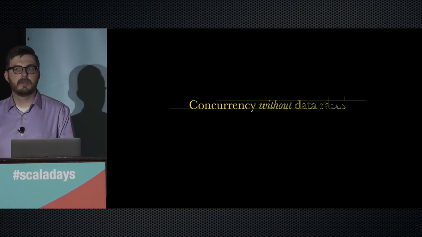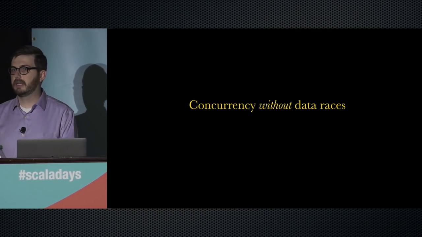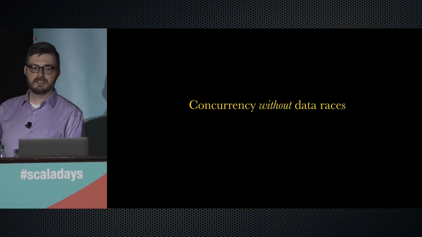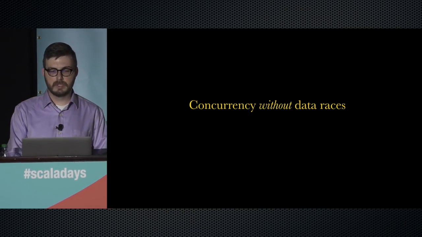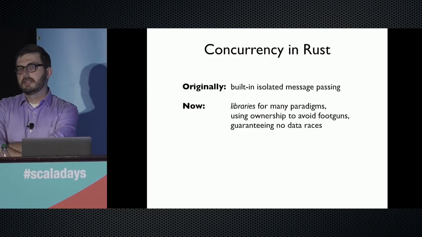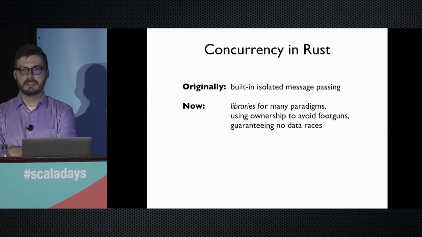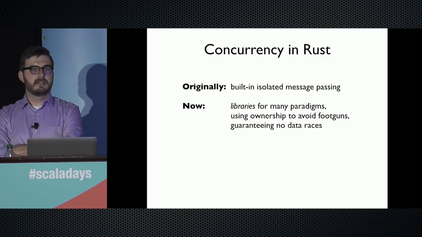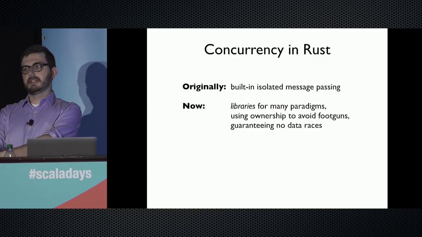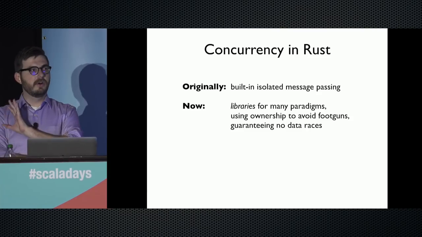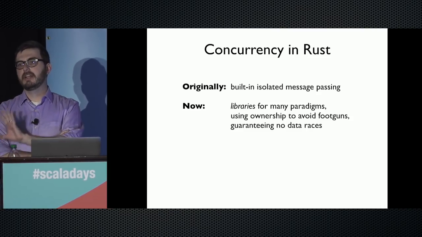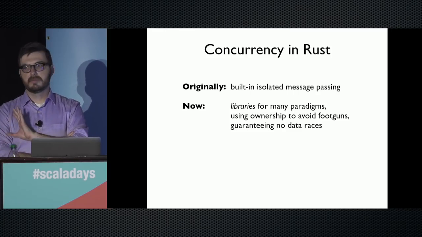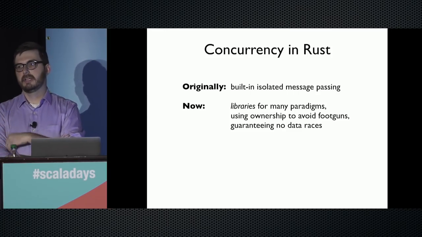Now let's look at one of the other, I think, most unique aspects of Rust, which is confident concurrency, right? So concurrency without data races. Concurrency in Rust has a kind of interesting history. When Rust was first being designed, the idea was to have a very opinionated story for concurrency. Basically, no sharing of state between threads. You would just do isolated message passing. So threads would pass ownership through messages, and that would be the end of it.